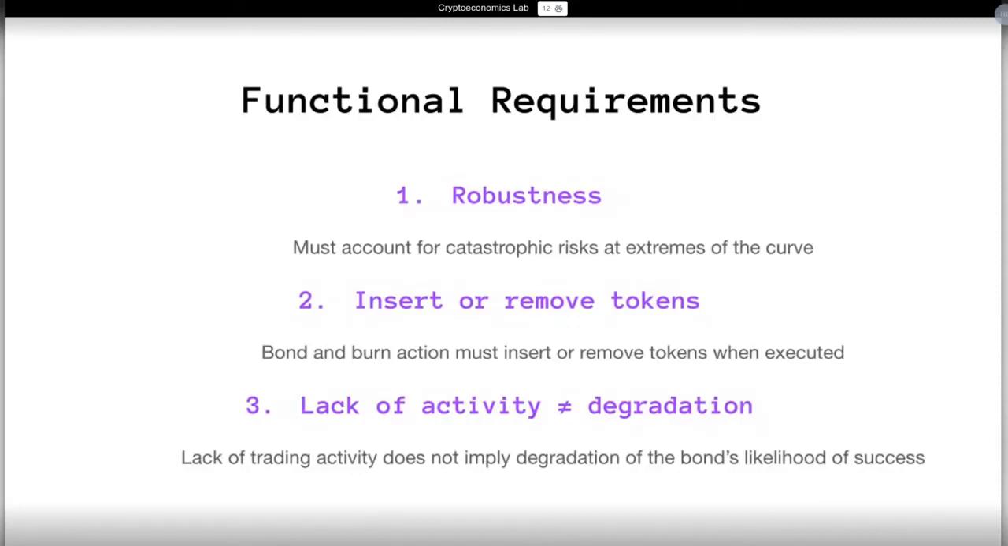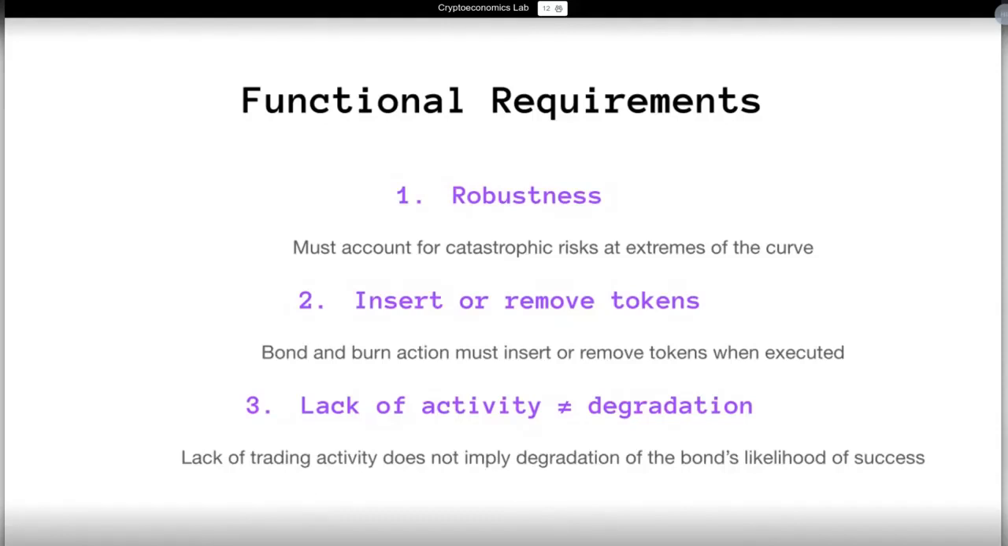And then the basic functionality also needs to be a requirement, which is to insert or remove tokens. So we have to design a system that performs the bond and burn actions properly. Whenever a bond action is performed, it should insert tokens into the bonding curve, and when a burn action is performed, it should remove tokens from the bonding curve. That's the basic functionality of the system, which is why it's a functional requirement.